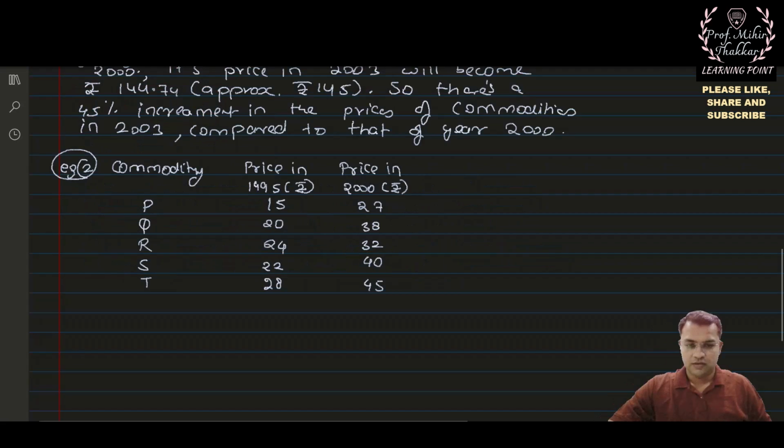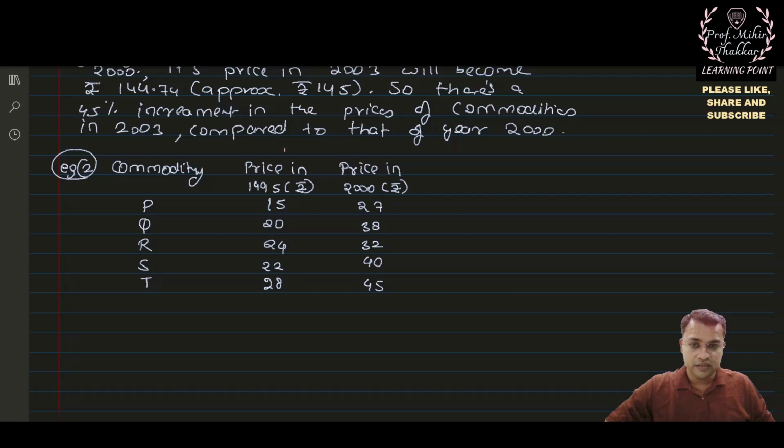So the next example, guys, you are given the commodities. Again, you are given the price in 1995 and the price in 2000. As I told you in the previous case, the smaller value of the year is considered as the base year.